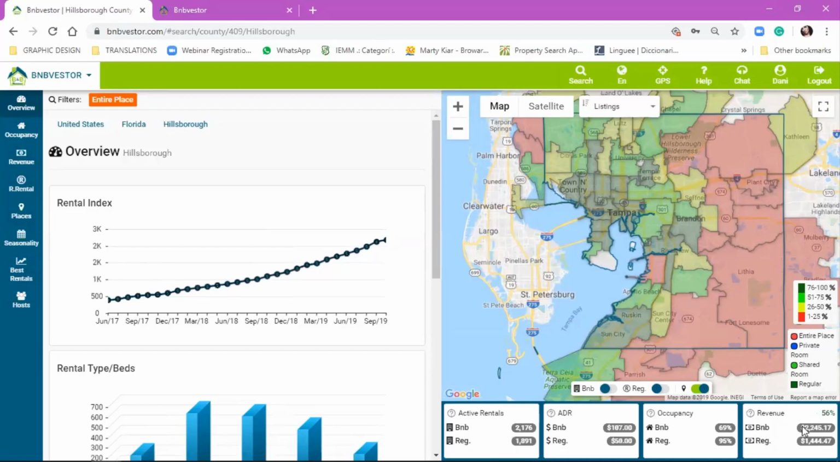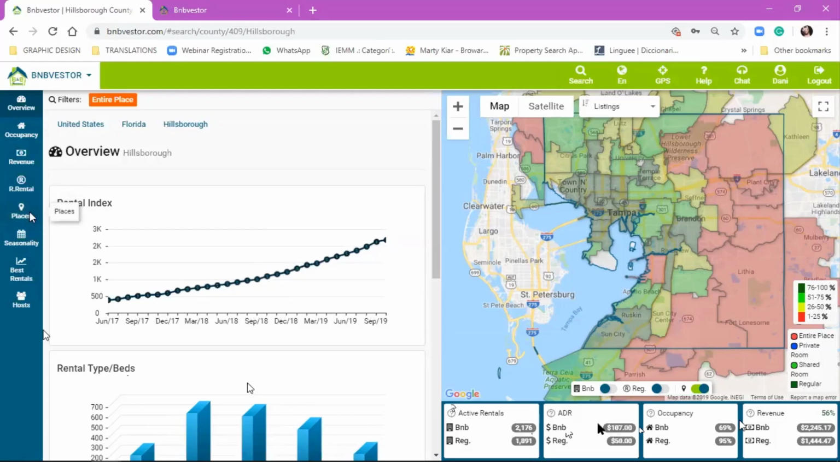I think it's pretty good, considering it doesn't have a very high number of active Airbnb listings and a high ADR, considering as well the occupancy. So many factors are considered when you are analyzing your additional revenue. So just because it's 56%, take a look at the rest and you will see that it will matter.